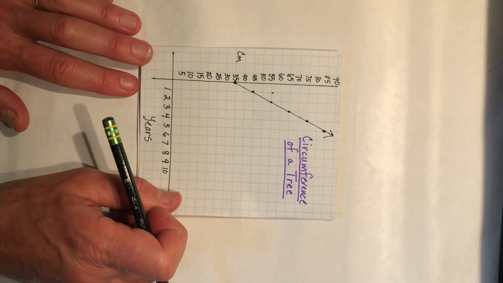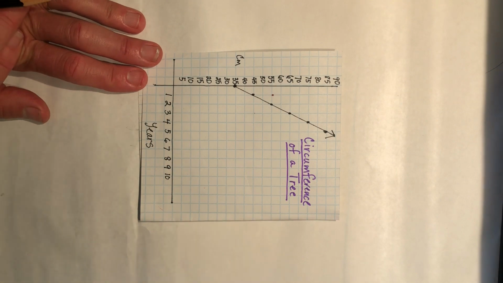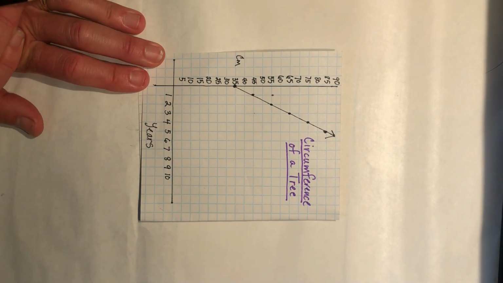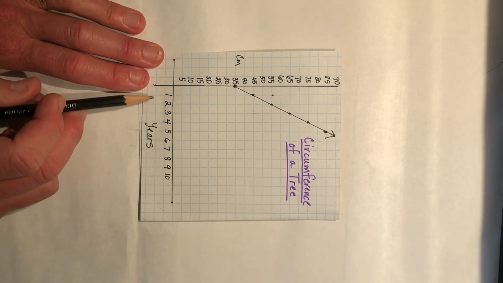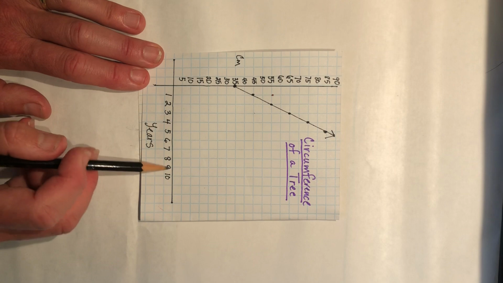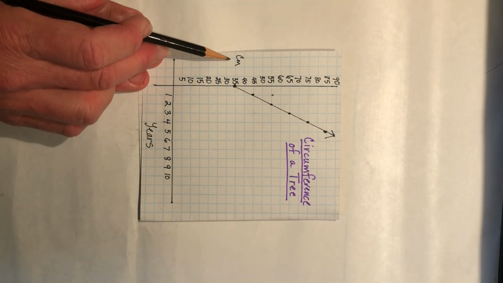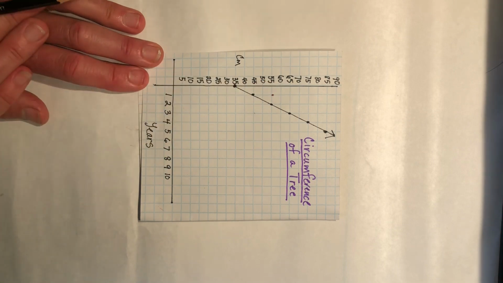All right, let's look at another one. Last sample. Okay, so again, our first job is to make sense out of the graph. This is about circumference of a tree. And we are looking at the number of years, counting by 1s. And, all right, centimeters. And we're counting by 5s.